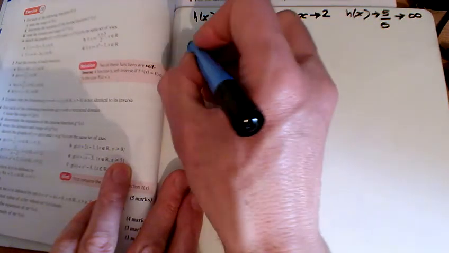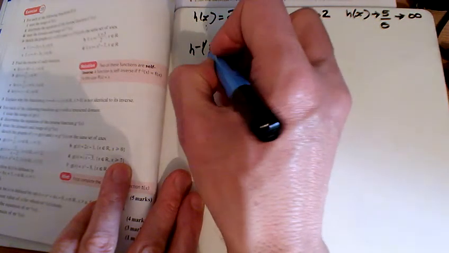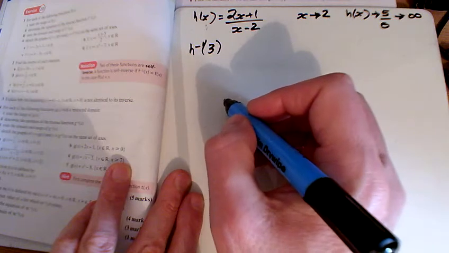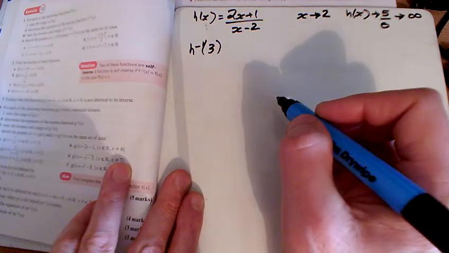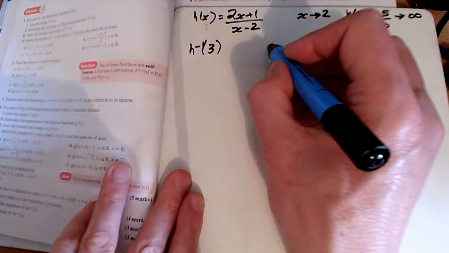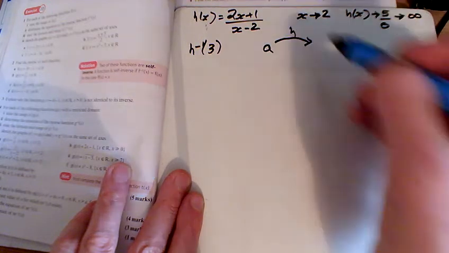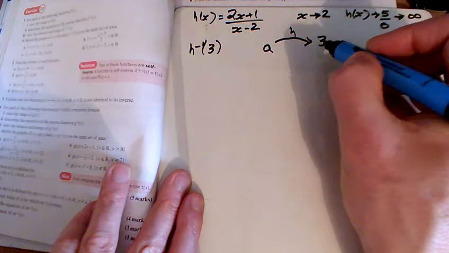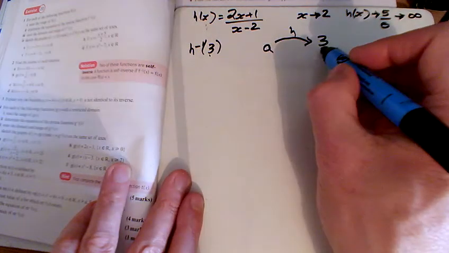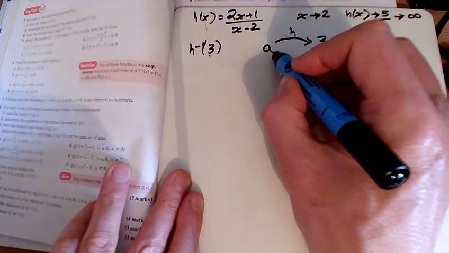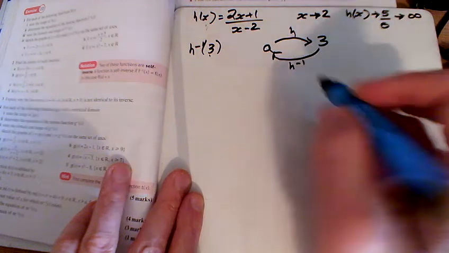Part B, and the classic way of doing this would be to set off and find the inverse function first. You don't actually need to. But what we're saying is some number, I'm going to call it A, when you go through the function h, gives you an answer 3. And what we're asking is when you do the inverse of 3, you get A.